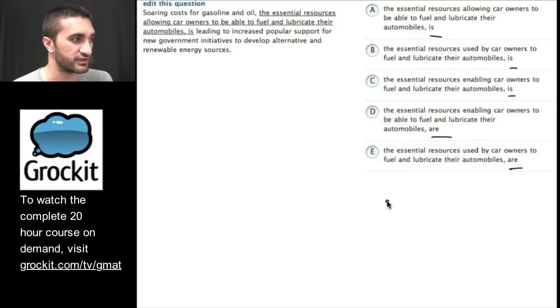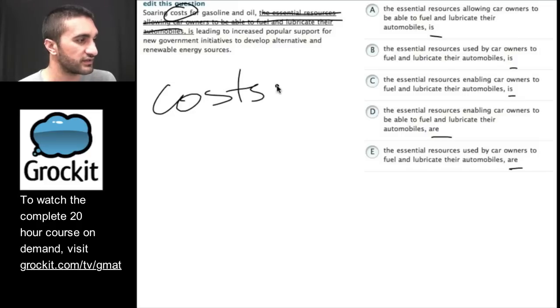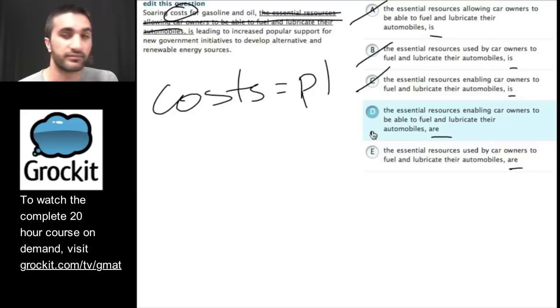So again, here my gut didn't tell me anything, but I noticed that there are some differences in the answer choices that I can check. And again, the GMAT typically likes to keep the verb and the noun far apart from each other so that we forget what the verb should be by the time we get to it. So, soaring costs. Now, are costs singular or plural? They're plural. So, costs are, we can get rid of all of the is answers. Great. So, now we have two answer choices left.